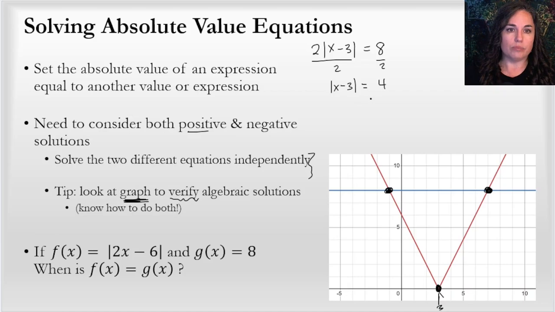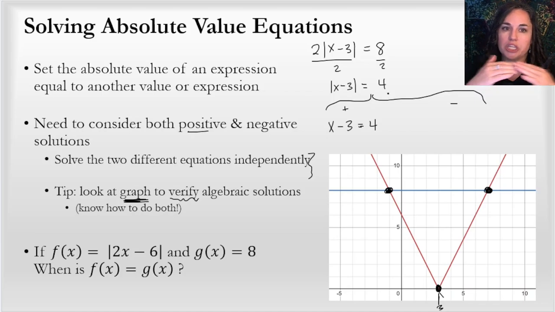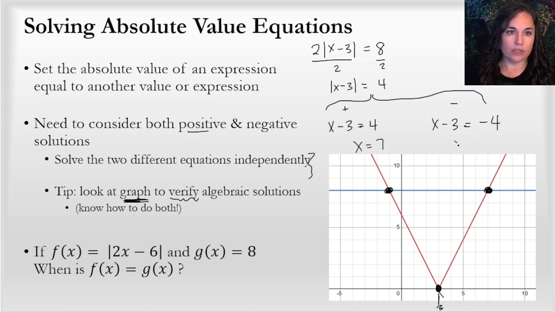I'm going to divide this up into two solutions. I'm going to have the positive solution and I'm going to have the negative solution. The positive solution says I'm going to take whatever's in the absolute value and equal to whatever is on the other side. I'm not changing anything. I'm just taking those absolute values away. The other one is I'm going to take whatever's in those absolute values and equal it to the negative of what's on the other side. So I get a -4. So one value I get x equals 7, the other value I get x equals -1.